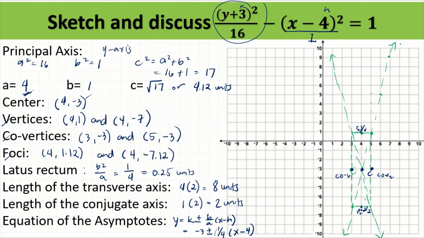Ang equation for the asymptotes, ito ay y is equal to negative 3, since pataas tayo, plus 1/4 of x minus 4. And then, dito yung equation naman sa kabila, y is equal to negative 3, then minus 1/4 of x minus 4. So, kapag na-draw na natin yan, i-drawing na po natin yung ating mismong hyperbola. Okay, so to graph the hyperbola, again, gagamitin natin yung vertices and yung endpoints ng latus rectum. And dapat yung line natin sa hyperbola ay lalapit dito sa ating asymptotes pero hindi magdidikit. So, smooth lang yung ating graph.